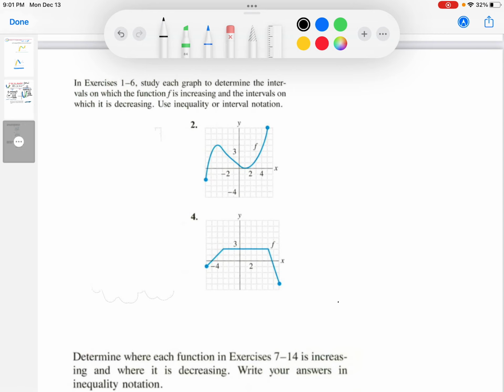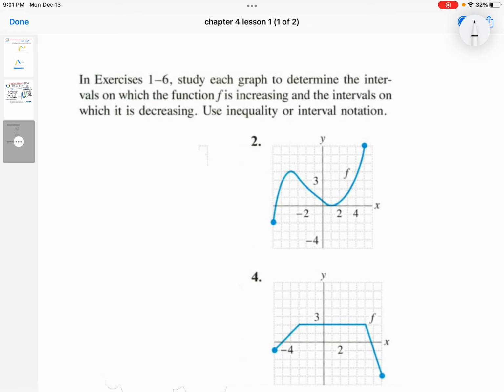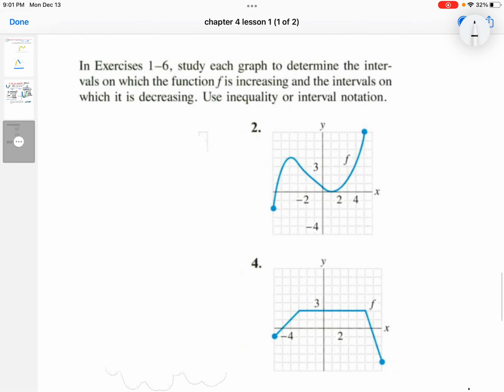This first example is telling us to study each graph to determine the intervals on which the function f is increasing and the intervals on which it's decreasing. We're going to use inequality or interval notation, and we're looking for intervals, meaning all the values of x. All right, so grab your highlighters.